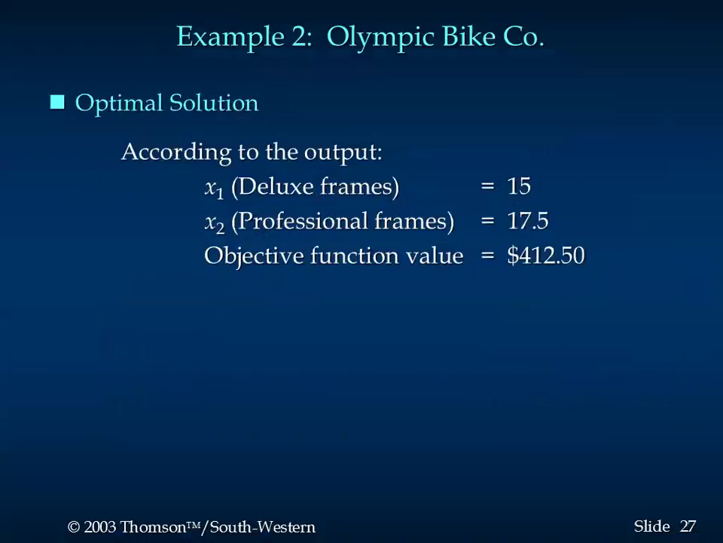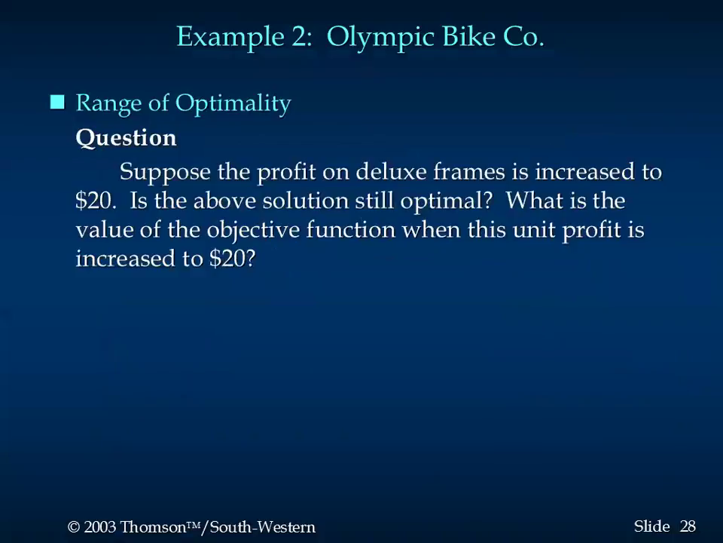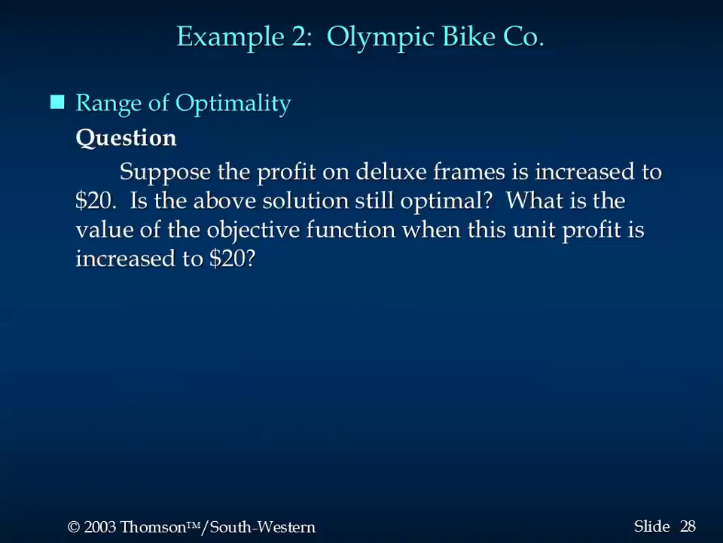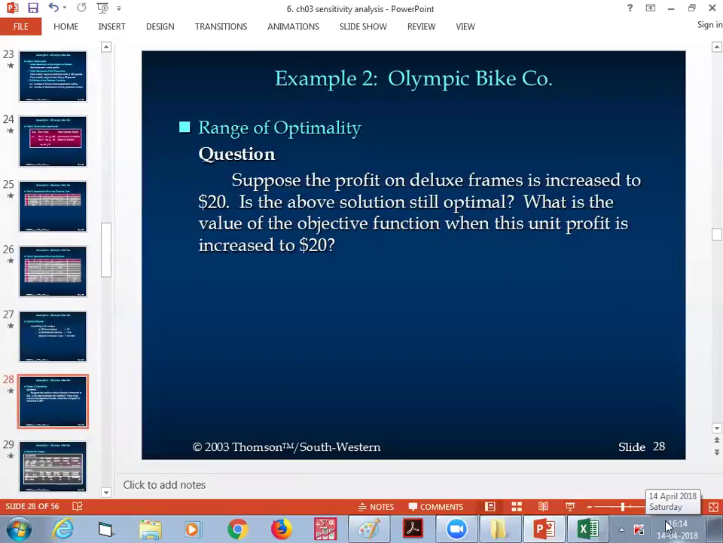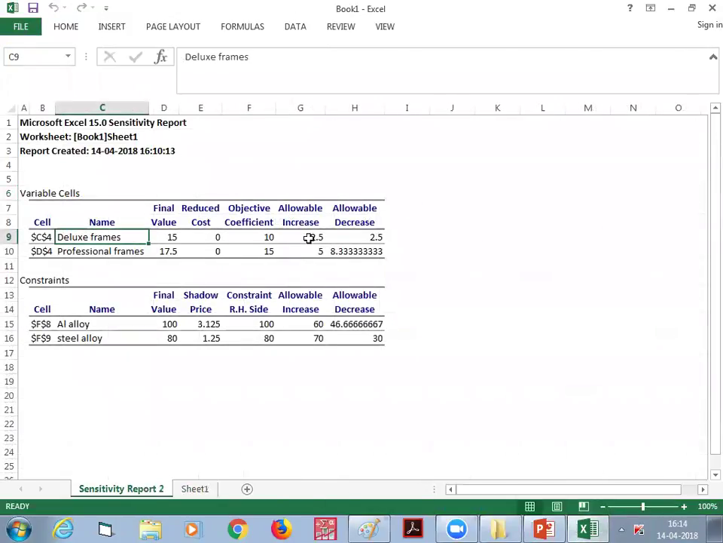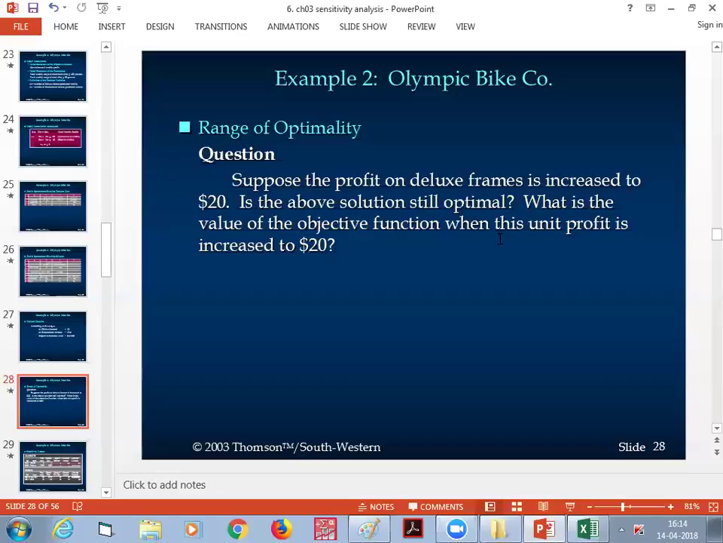Okay, so output. Number of deluxe frames is 15, number of professional frames is 17.5, objective function value is 412.5. Okay. All right, now suppose the profit on deluxe frames is increased to 20. Is the above solution still optimal? Okay, so how do I answer that? Well, what this is asking is, is this still within the optimal coefficient range? So this is between 7.5 and 22.5. So is 20 within that range? Yes. Right?